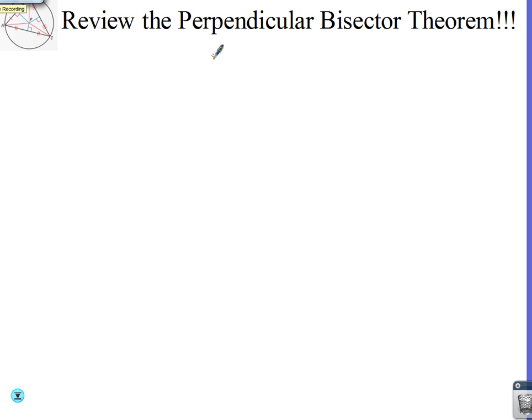So let's review this. I need to review the perpendicular bisector theorem. Let me draw it pretty close. Perpendicular bisector. If a point lies on the perpendicular bisector, let me just put a point somewhere on here, about right here. What's special about that point? If a point lies on a perpendicular bisector, what's true about it?